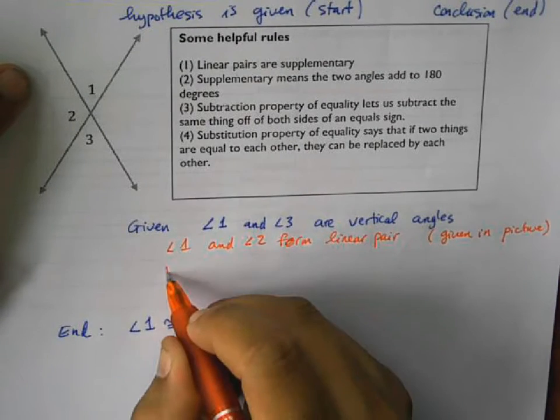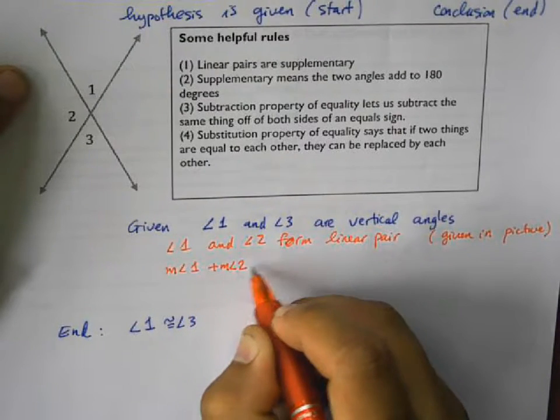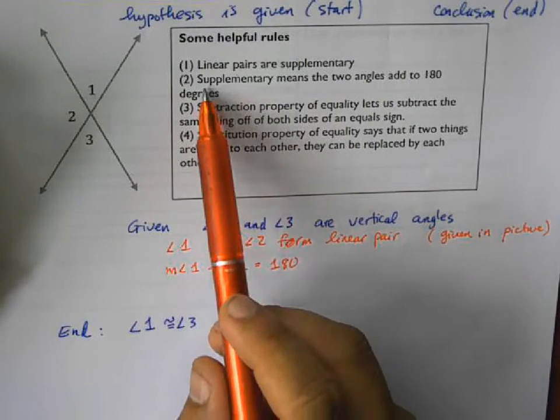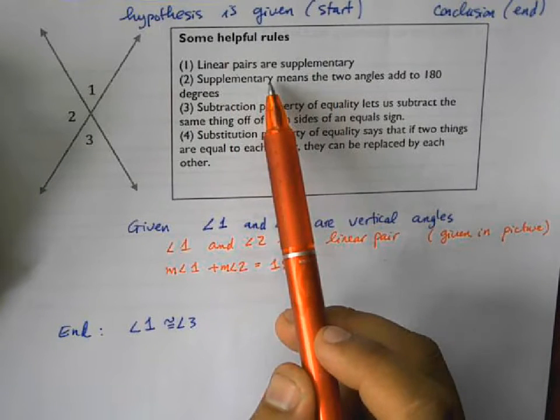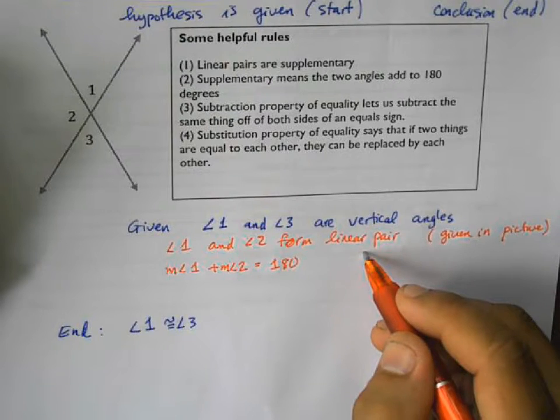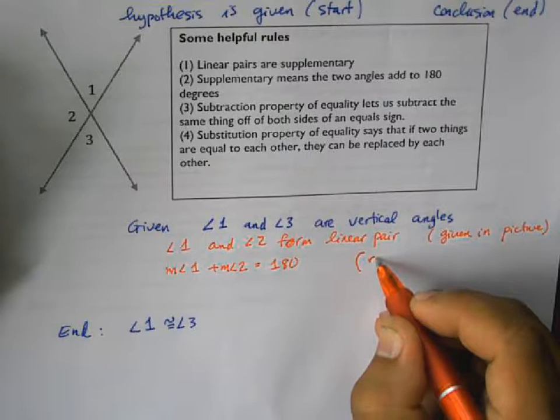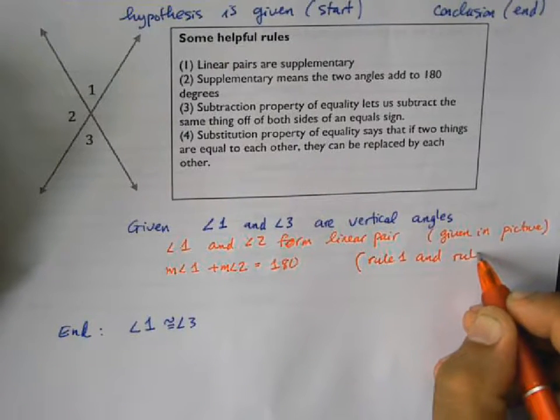Okay. Now we also know then if they were linear pairs, then the sum of the two of them would add up to 180 degrees. Okay. So that's really the rule 1 and 2 here. Linear pairs are supplementary, and supplementary, that means they add up to 180 degrees. So I could write both of those down, but I'm just going to state the rule here. So rule 1 and rule 2.